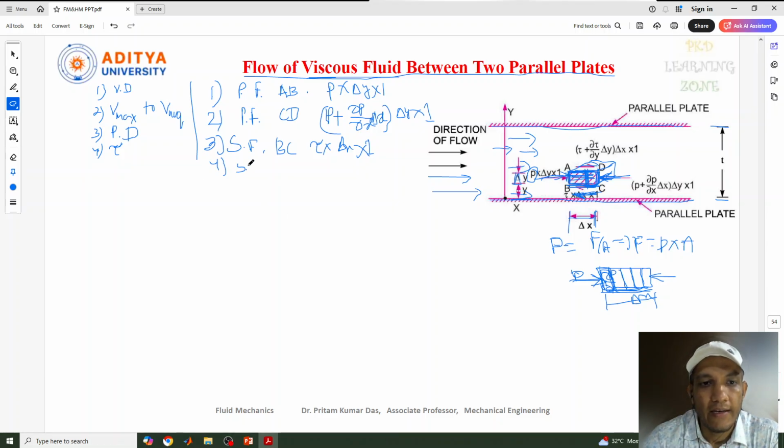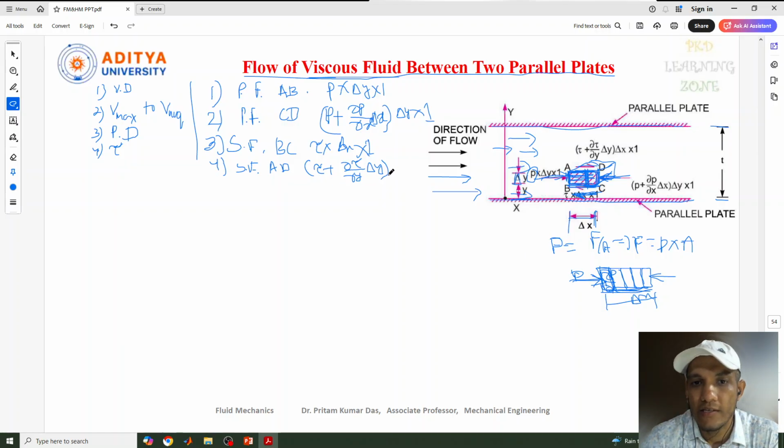So I can write again the shear force at the other surface, that is AD. Also I can write tau, the initial shear stress which is applied, plus delta tau by delta y, because delta y is the height. In each zone, suppose delta tau is the small shear stress applied with respect to the distance covered in y, into delta y.